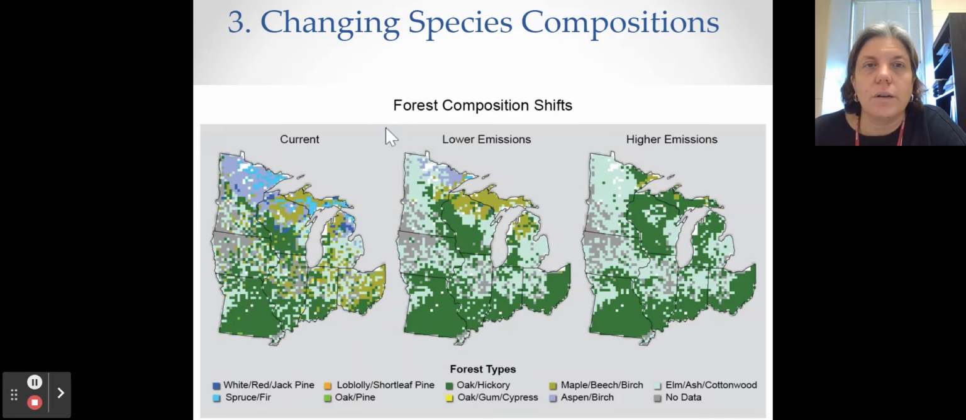Another piece of evidence here is changing species composition. So what does this mean? This means that if it gets warmer, where different organisms are located and can live changes. So you see a current map here. And this current map is of Michigan and Wisconsin and Minnesota and Iowa, Illinois, Indiana, Ohio, and Missouri. Nice variety of species of trees here in the forest.